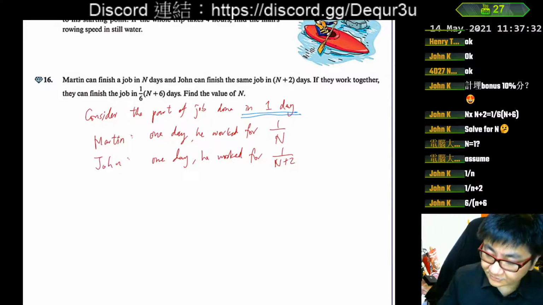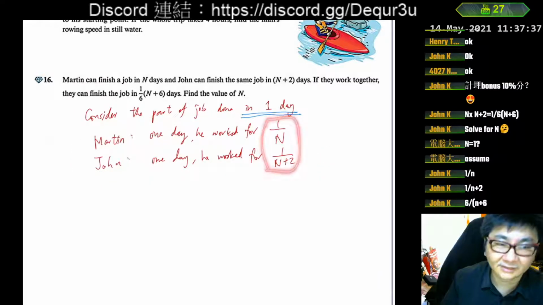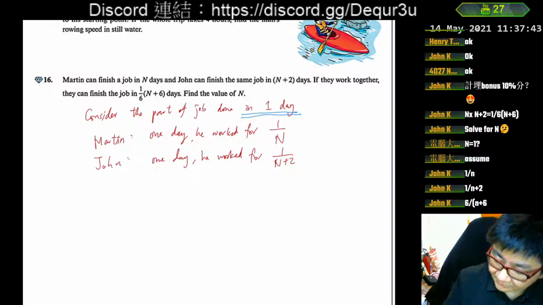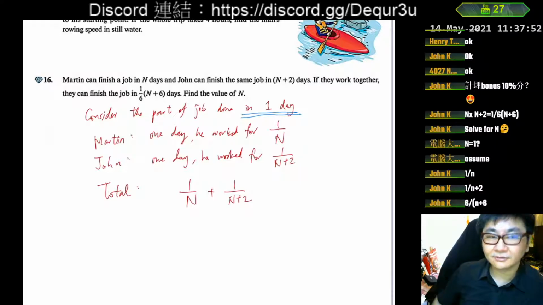And if they are working together, their contributions are combined, so we can add them up for their total contribution. Therefore, we can set up the equation. The total is 1/n plus 1/(n+2). That is their total contribution.